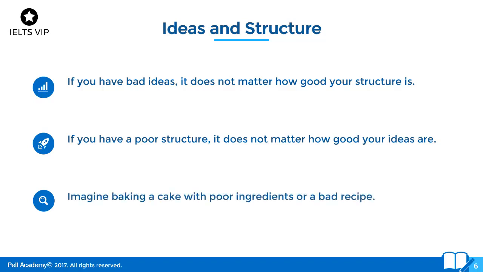Imagine baking a cake with poor ingredients, the ideas, or a bad recipe, the structure. If you have poor ingredients, it doesn't matter how good the recipe is, you're not going to be able to bake a nice cake or whatever it is you want to make. If you have a bad recipe, it doesn't matter if you have very high quality ingredients, you're still not going to be able to do a good job. So it's really important that you have both of them.